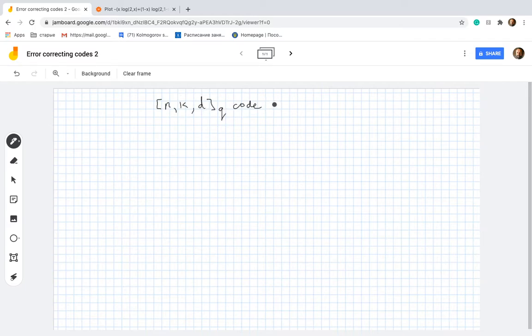So both bounds say something about whether such a code exists or not. Sufficient conditions look like that. If the volume of the Hamming ball of the radius d minus 1 times q to the k is less than q to the n, then the code exists. And this is called Gilbert bound.